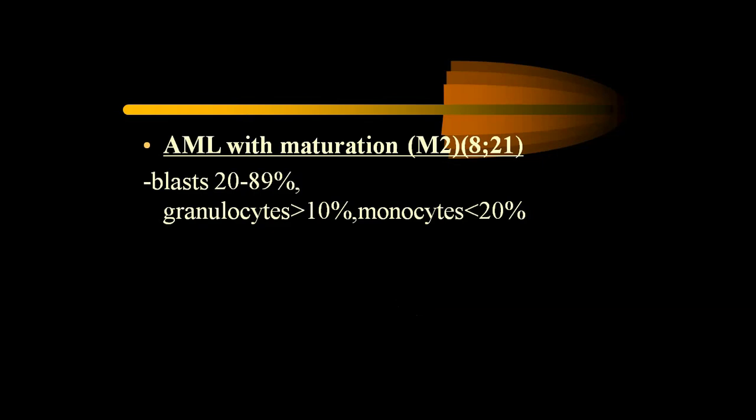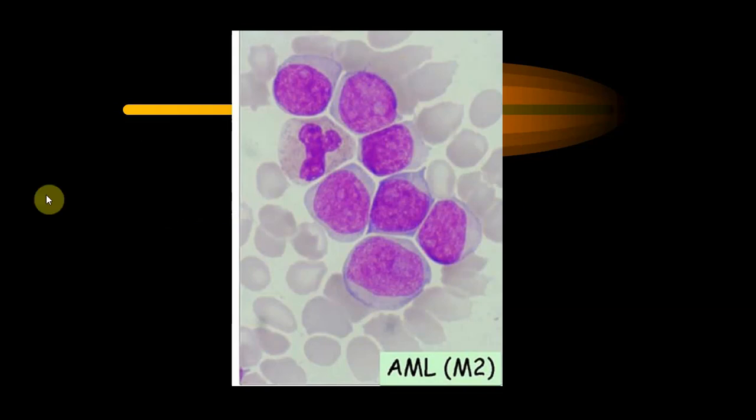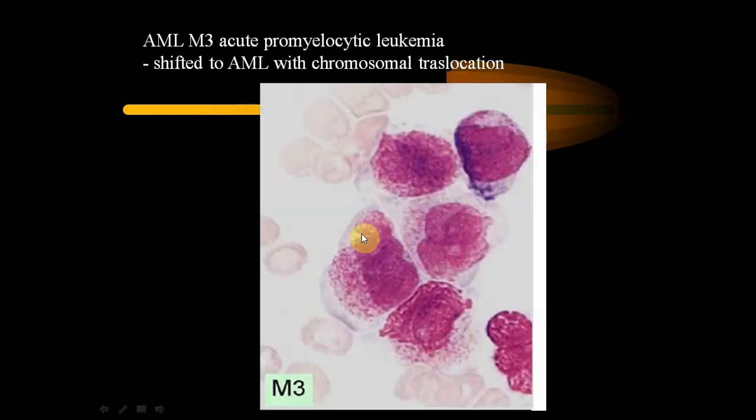The third one is AML with maturation, that is M2. Here it is associated with the 8;21 translocation and your blasts will be slightly less, not more than 90%, it is 20 to 89%. Granulocytes slowly begin to increase, more than 10%, and monocytes less than 20%. So it's called AML with maturation. Some amount of maturation you see, as you can see, some neutrophils here along with the blasts. AML M3 doesn't come here, but I'm just showing you.